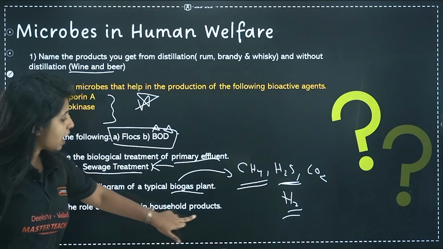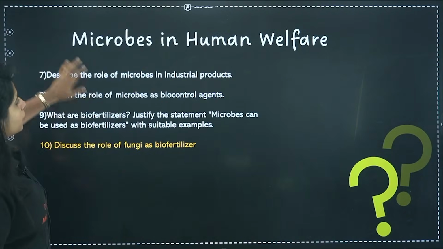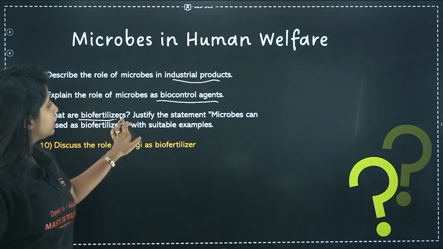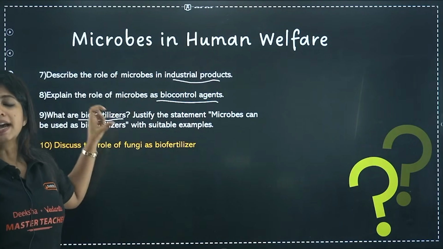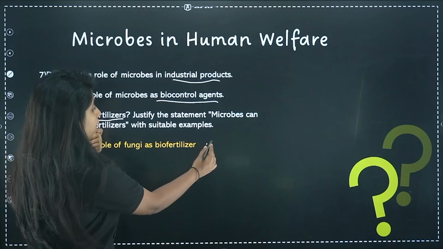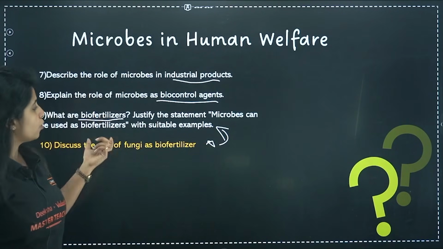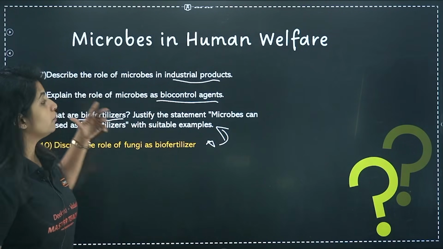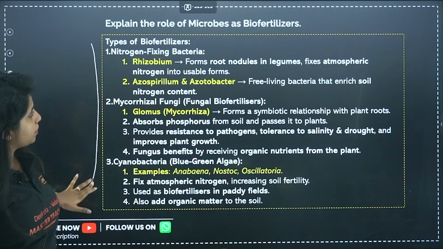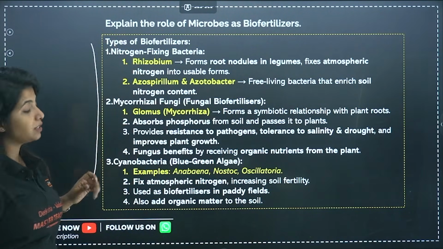Now explain the role of microbes in household products. So household products, industrial products, biocontrol agents, all of them. And biofertilizers is given in NCERT. I know there are so many names, but we have to learn it. And one question that is associated with this is the role of fungi as biofertilizers. So you have to talk about the fungi. Over here I have given them. So it's basically all the microbes as biofertilizers.